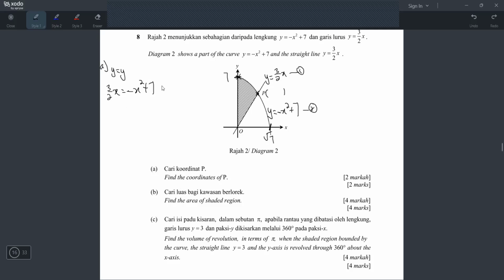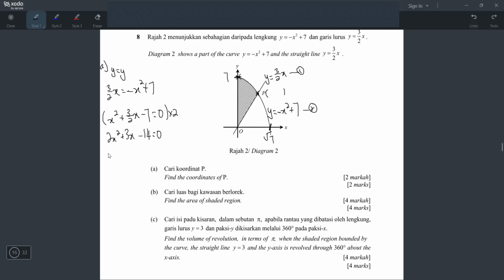So what you have to do now is bring everything to one side equals 0. So the x squared I'll move here and it becomes positive, plus 3 over 2x, and then plus 7 becomes minus 7 equals 0, right? And since my equation has a fraction, I will get rid of the fraction by taking everything times 2. So it will be 2x squared plus 3x, times 2 will be 14, equals 0. And now it's time to press the calculator.